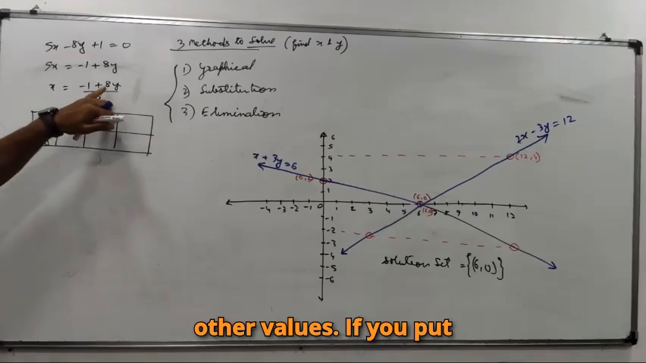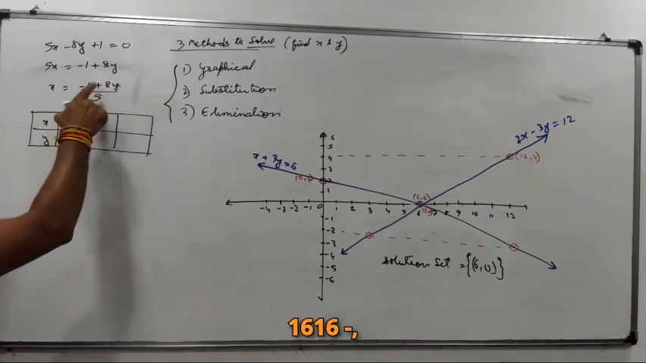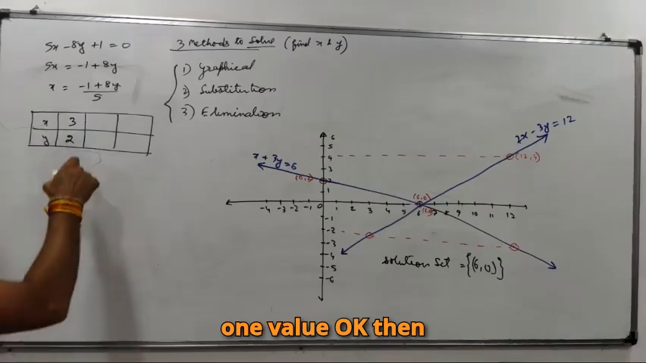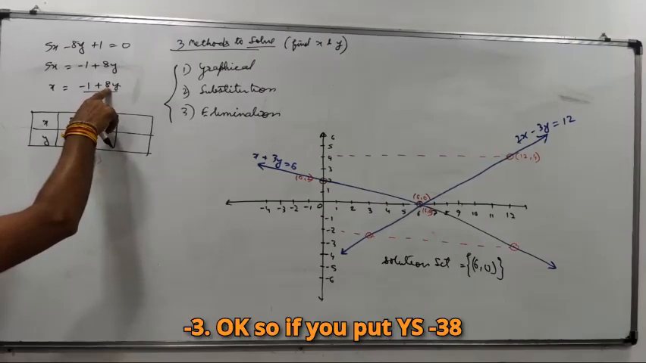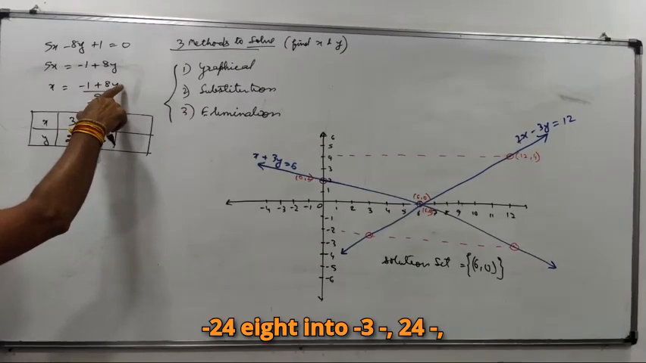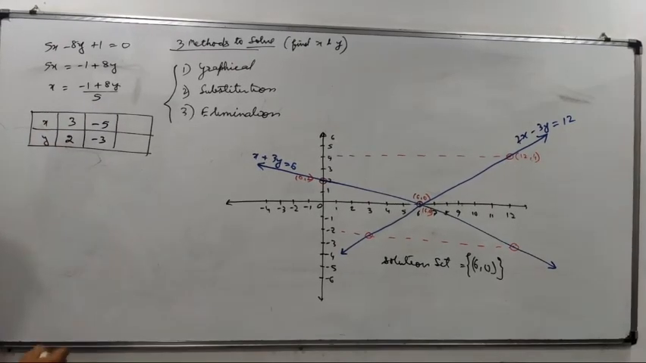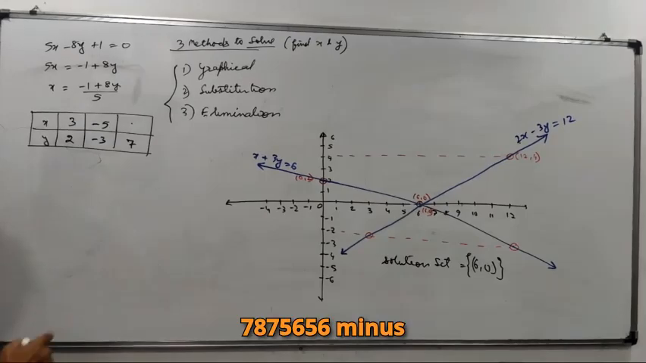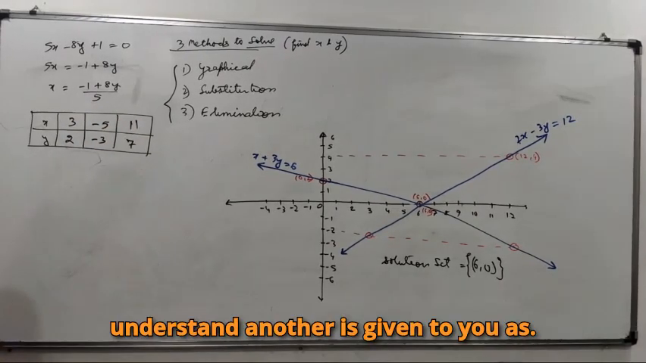Consider other values. If you put y as 2, 8 into 2 is 16. 16 minus 1, 15 upon 5, 3. So we got one value. Then if you put y as minus 3, 8 into minus 3 is minus 24. Minus 24 minus 1 is minus 25, divided by 5 is minus 5. Another value you can take, y as 7. 8 sevens are 56. 56 minus 1, 55, 55 upon 5, 11. Understand?